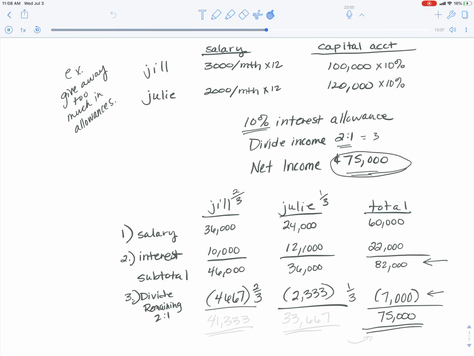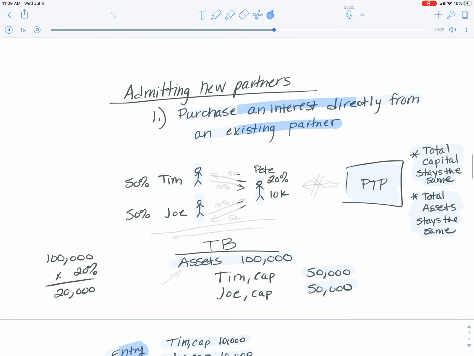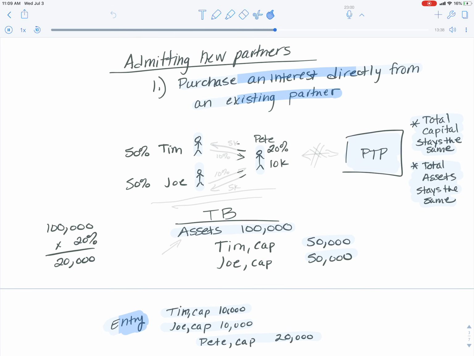the remaining overage they take out of their share according to how they divide income. So that will give Jill $41,333 and Julie $33,667. And together, that's the $75,000 of income that we were trying to split up. Okay, so that is dividing income.